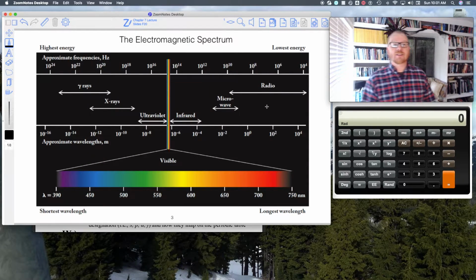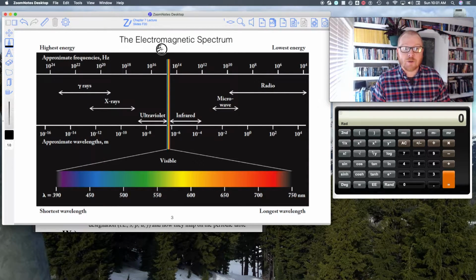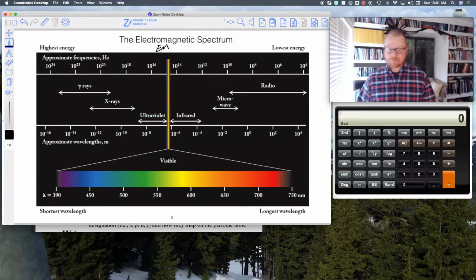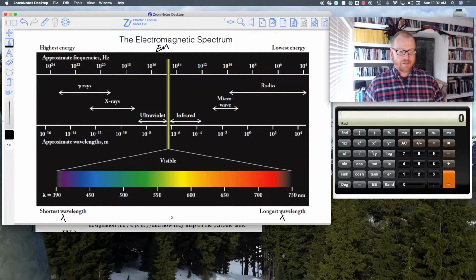So here is our EM spectrum, right? The electromagnetic spectrum. Okay, and there's a really huge range on this. So let's go through it all. Okay, so if I start on the bottom here, we have the shortest wavelength lambda to the longest wavelength lambda.